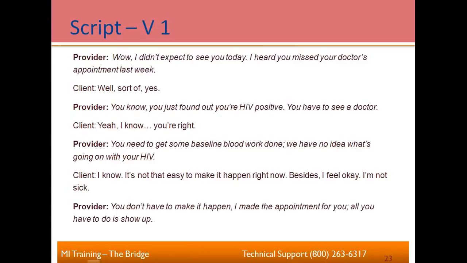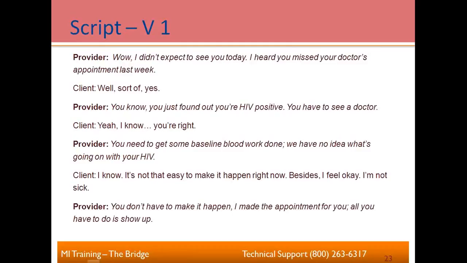Take away their choice. Yes. And again, I really appreciate the way that's framed. Take away their choice. Because what did we say? Part of MI spirit is respecting the autonomy of the client, their choice about whether they want to make an appointment or not make an appointment. Absolutely.